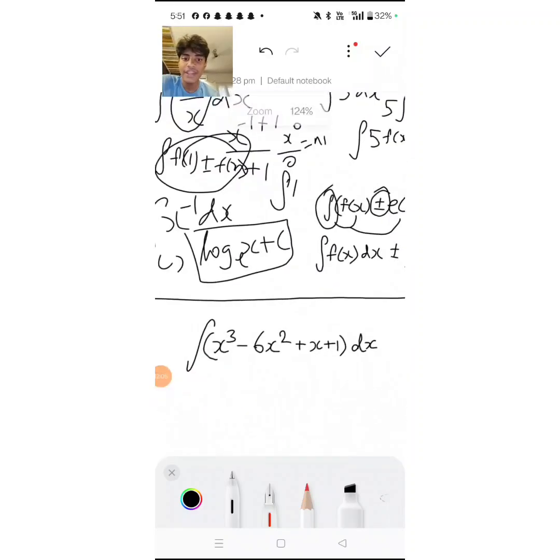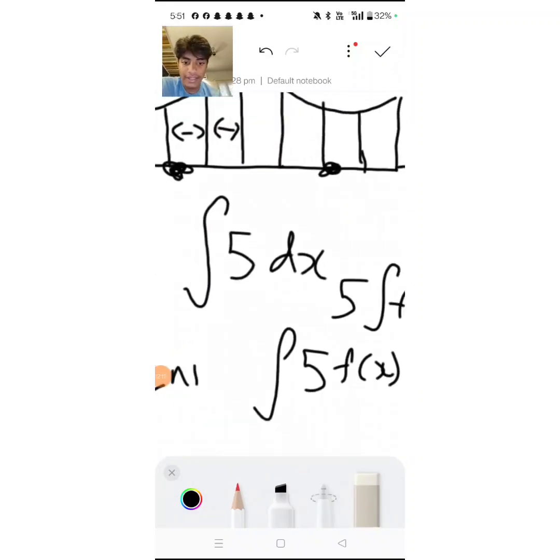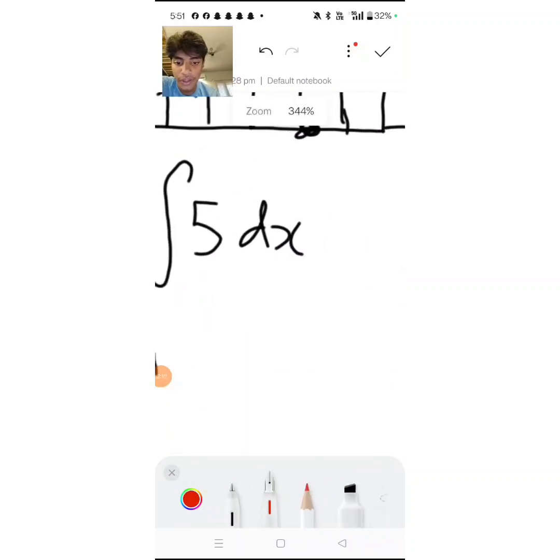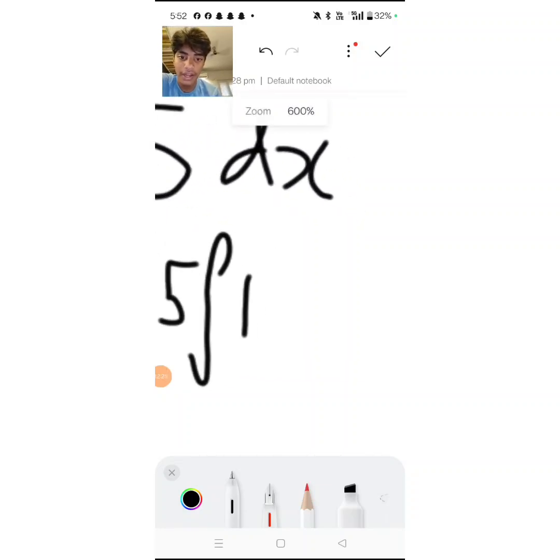So what if you just have the integral of a constant? What if you just have the integral of 5 dx? In that case, first step, as I told you, just remove 5 out. Remove the constant because you just want to integrate the function. So you remove 5 out, and now all we are left with is 1, right? 1, and then we have dx.